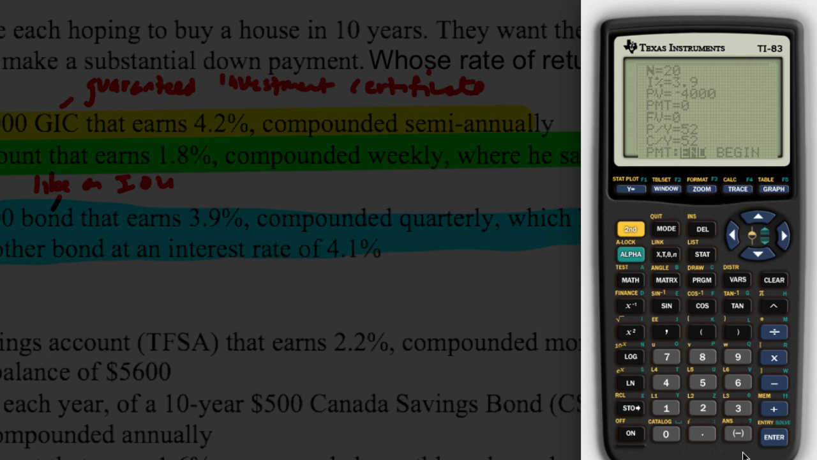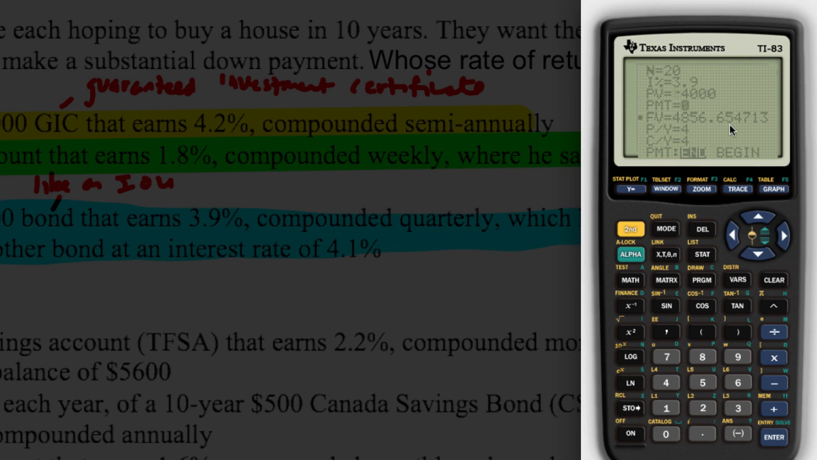Future value we've got to figure out. It's compounded quarterly, so that's going to be 4 at the bottom here, and we get our future value, which is $4,856.65. But here's the thing: he's going to reinvest that money in a different bond, and this time the interest rate is 4.1.